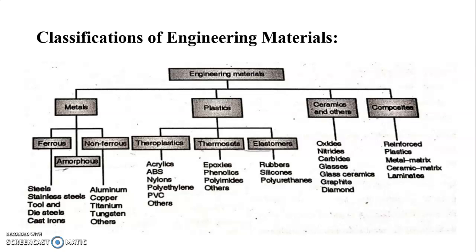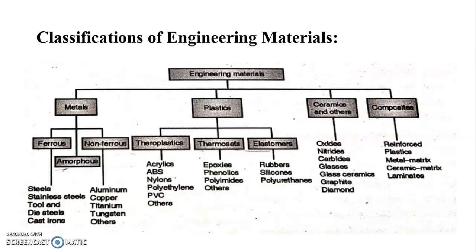Then under the category of plastics there are three types: thermoplastics, thermosets and elastomers. Under thermoplastics, acrylics, ABS, nylon, polyethylene and PVC. Under thermosets, epoxy, phenolics and polyamides. Under the category of elastomers, rubbers, silicones and polyurethanes.